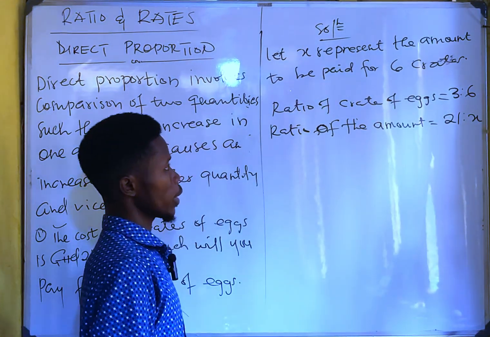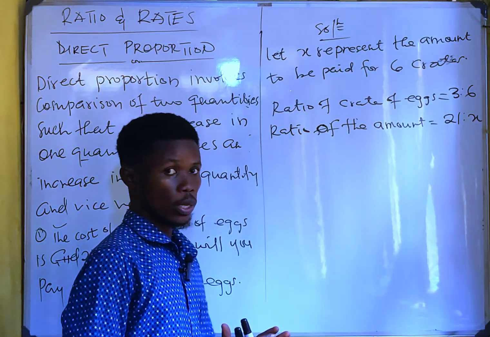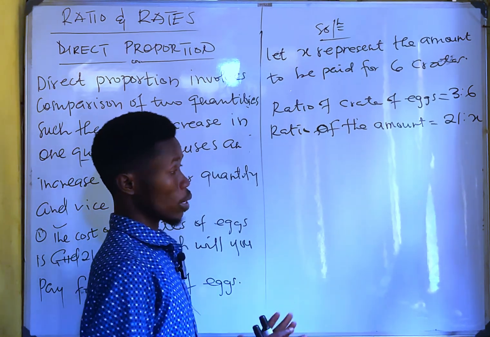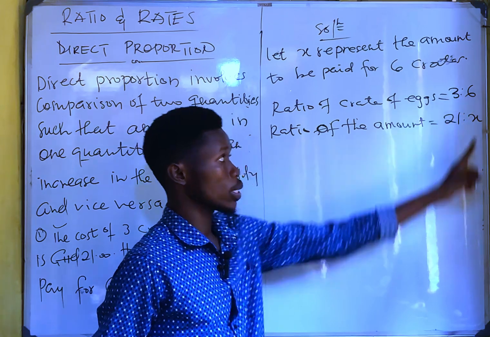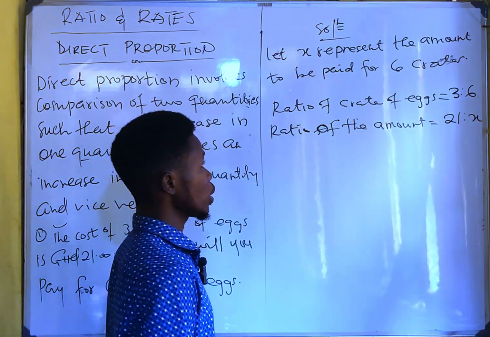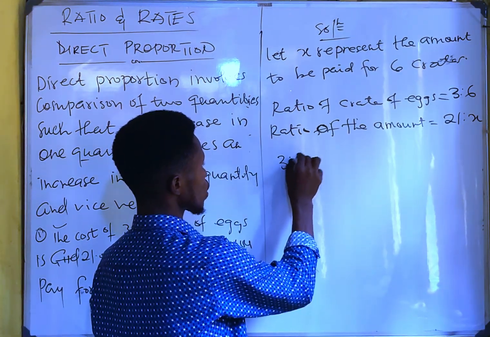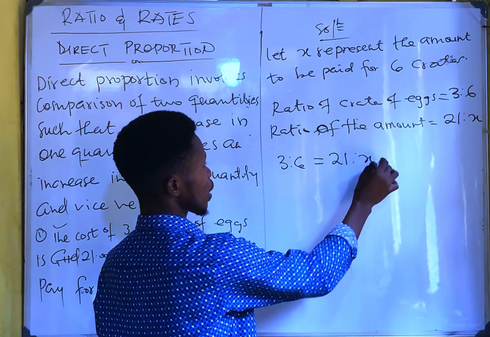So this is how we establish our ratio. I've already informed you that we compare two things that are similar. So crates are similar, amounts are similar. Where are we getting the X? This X is the amount you are going to spend on 6 crates. The 21 is the amount you spend on 3 crates. So in this case, by proportion, we can say that 3 is to 6 is equivalent to, or equals, 21 is to X.